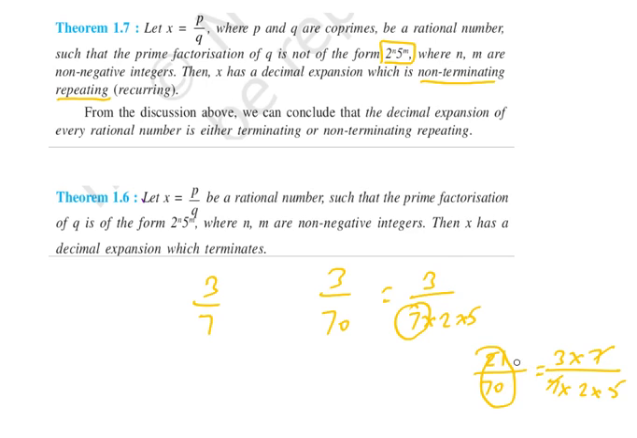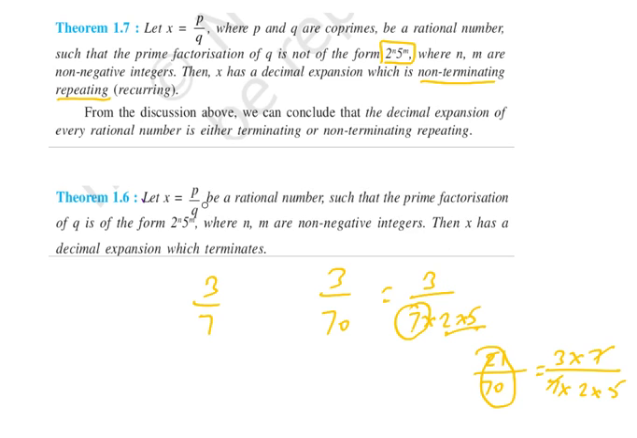So, the prime factors of the denominator should have either 2 or 5 or 2 and 5 both. Only if that is so, that kind of rational number will terminate. Otherwise, if any other prime number is coming along with that as a factor, definitely it will never terminate, it will repeat.